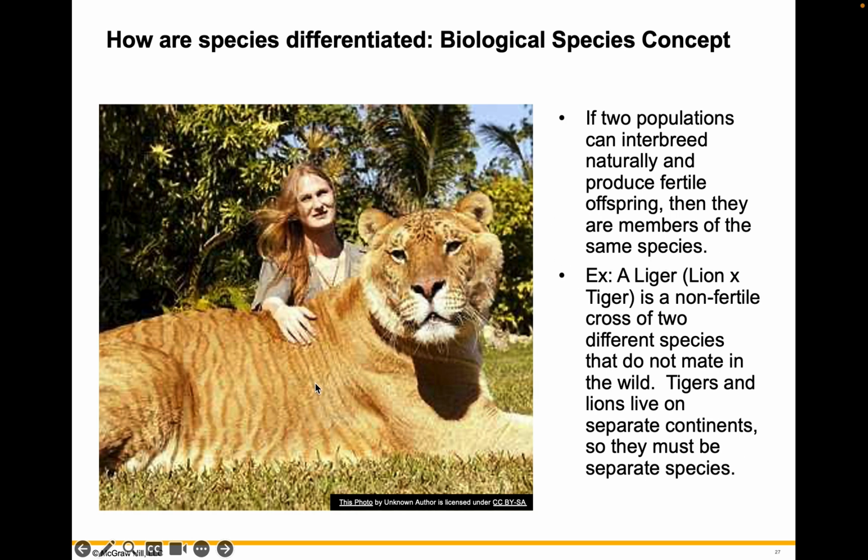So an example of this would be tigers and lions can mate. They can hybridize and produce a liger or a tigon. But these hybrid cats are not fertile. They can't have babies of their own. And tigers and lions live on separate continents. They wouldn't breed together naturally. So tigers and lions, even though they can interbreed, are separate species.